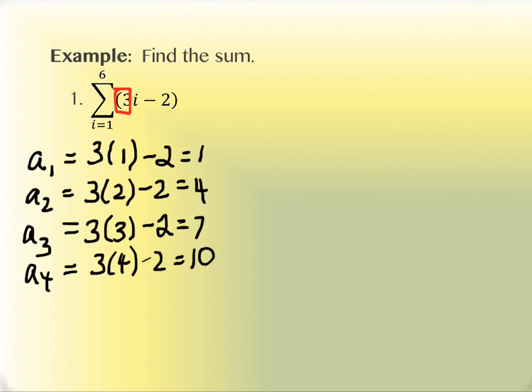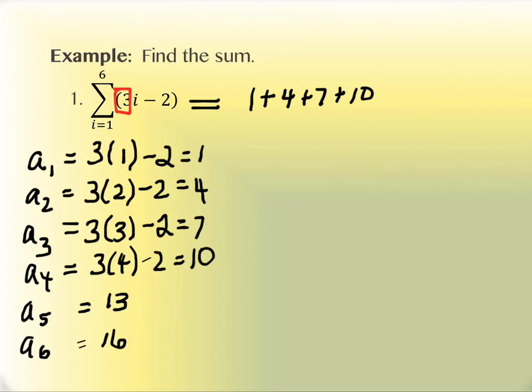If you happen to notice a pattern, it would be perfectly fine for you then to use the pattern to write down the next 2. If you didn't, it would be fine. You're going to get the same thing either way. If I use the pattern, what comes after 10? 13. And then after 13? 16. All right, this notation says that I'm going to take all these terms and add them together. So I have 1 plus 4 plus 7 plus 10 plus 13 plus 16, which gives me what?